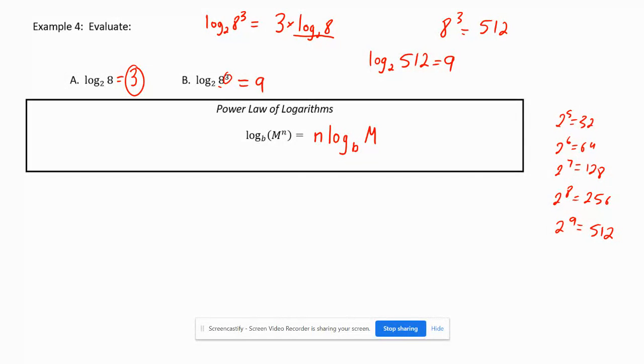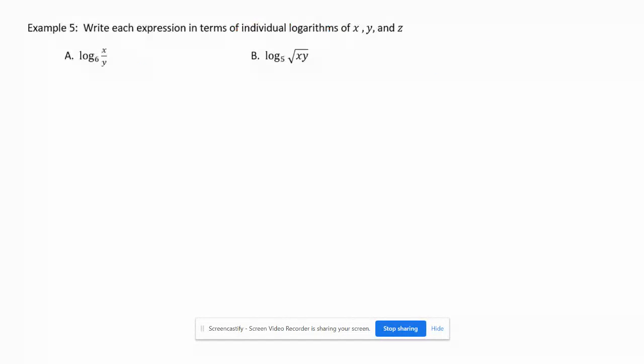This is called the power law of logarithms, and we use this one a lot when we're solving more complex exponential and logarithmic equations over here. We're using this rule quite a bit. So guys, those are 3 rules that we have, and now for example 5, we're just going to start practicing these guys over here. So log base 6 of x over y.